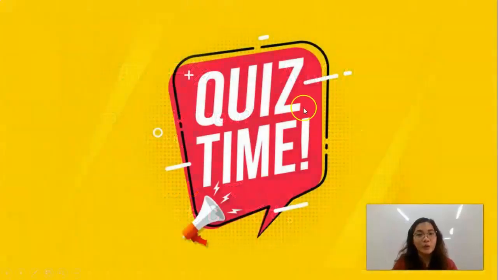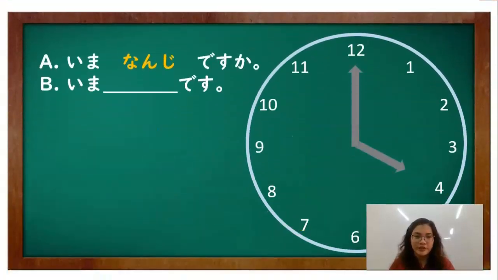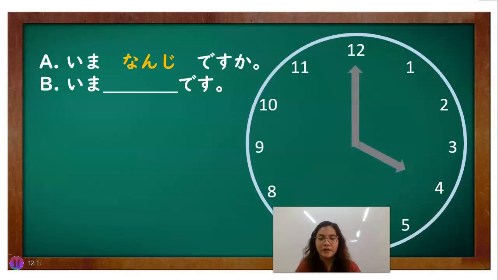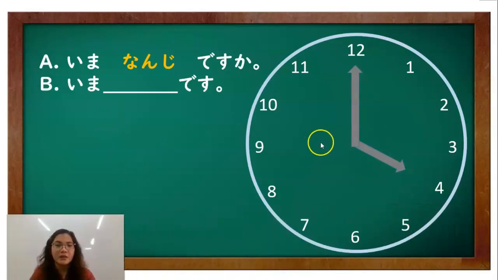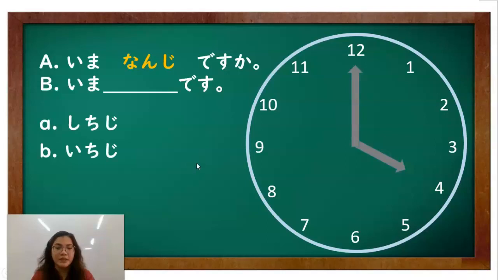Next is the quiz time. So here's the question. 今何時ですか? A 7時です. B 1時です. C 4時です. Or D 4時です. And the correct answer is letter D. I hope you got it right, minasan.